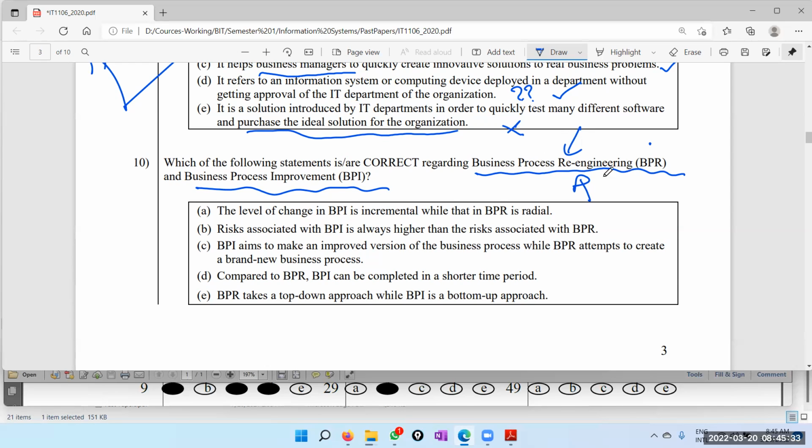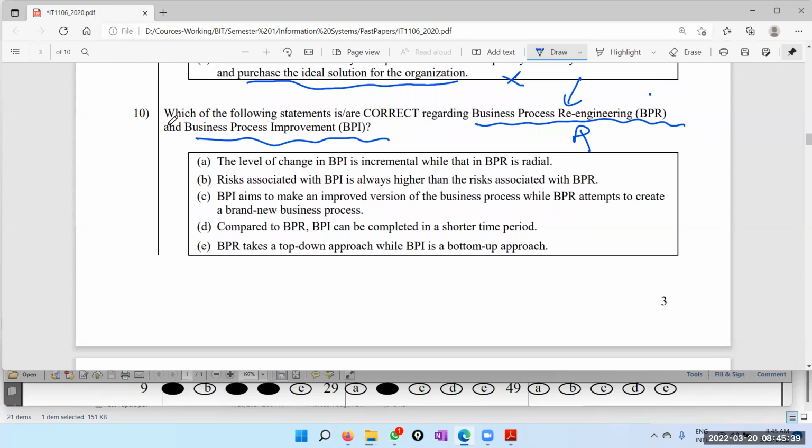So that is called business process re-engineering. The private sector does it too. Right. So now let's read it.